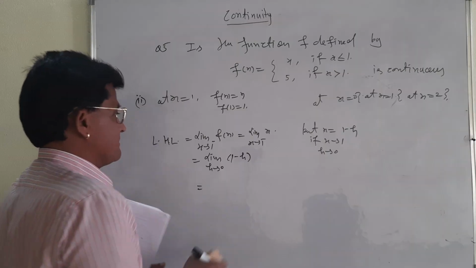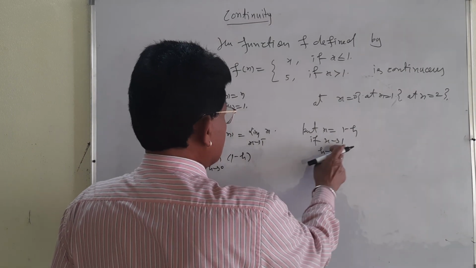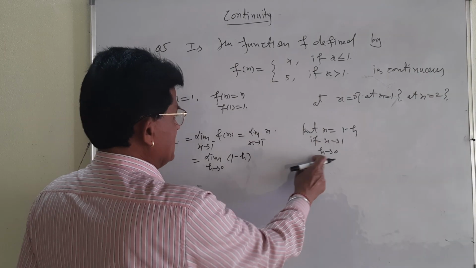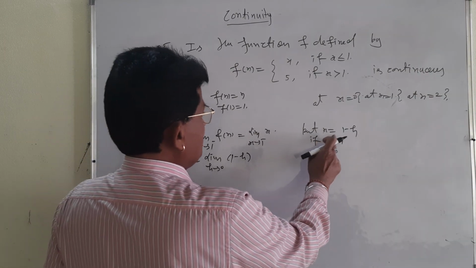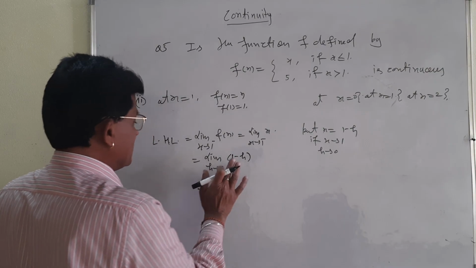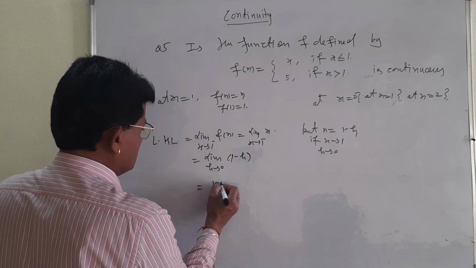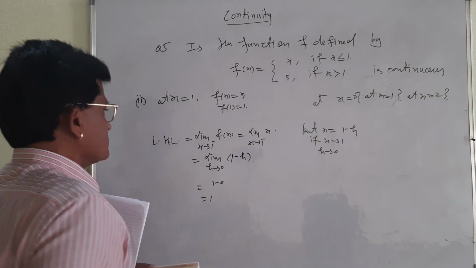That is why you see x will be 1 minus s. In place of x I substituted. If x tends to 1, s tends to 0, because if in place of x you write 1 minus 1, that will be 0. Take the limit. In place of x it will be 1 minus 0, that will be 1.